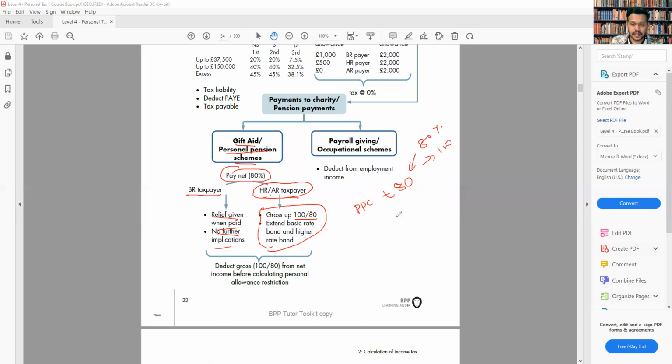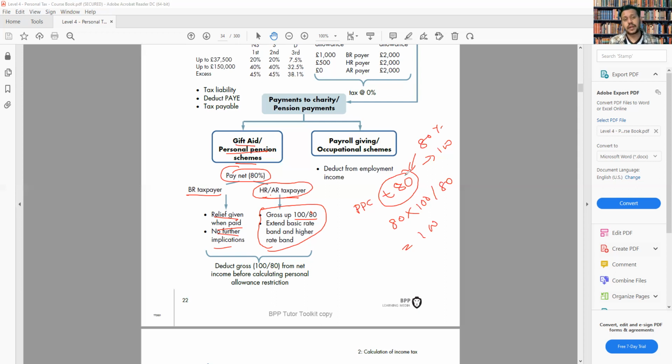So we times by 80. So let's say 80 times by 100 and divide by 80, and it will give you 100. So even though we are paying only £80 to the charity, we are giving only £80 to the personal pension contribution, I will be able to make it 100 for the tax purpose.